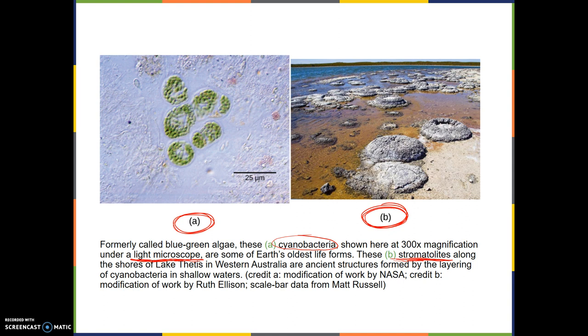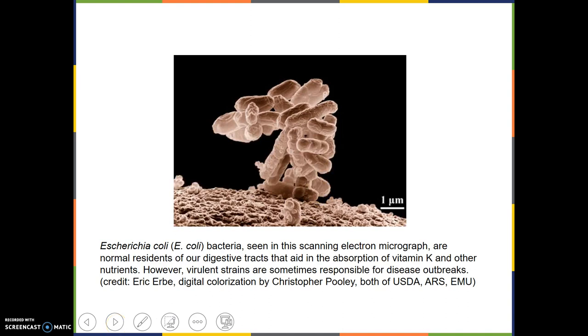They're fossils of cyanobacteria. And this is another image of a bacteria that you've probably heard about, E. coli, Escherichia coli. E. coli has kind of been given a bad name because it can cause disease, but what you have to remember about bacteria is, just like with viruses, there are different strains, and there are virulent strains that can cause disease.